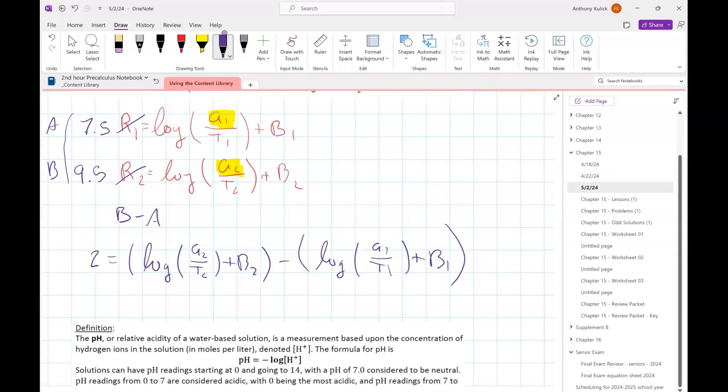So far, so good. I'll distribute that negative sign through. So I have that, right? After I distribute the negative sign through. Now let's think here for a moment.